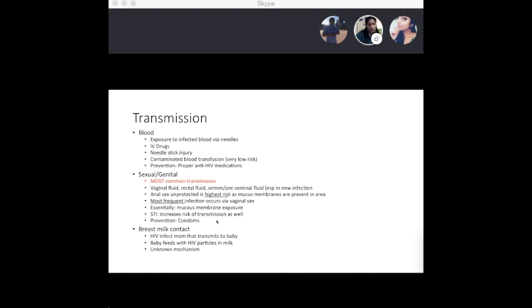Breast milk is also a mode of transmission, especially with an HIV-infected mom. She's going to transmit to the baby, and the baby is going to feed on those HIV particles that get transmitted through the milk. And there's not really a clear mechanism as to why those particles get transmitted in the milk. And then lastly, you can also have vertical transmission at birth, during the birthing process.